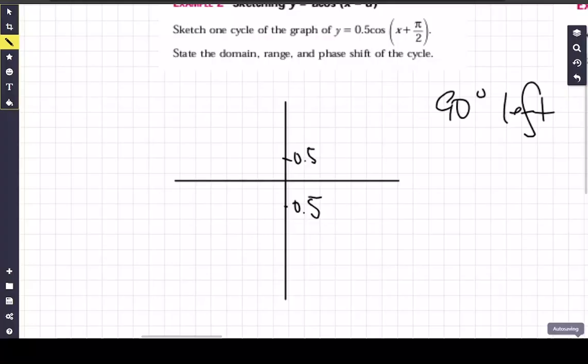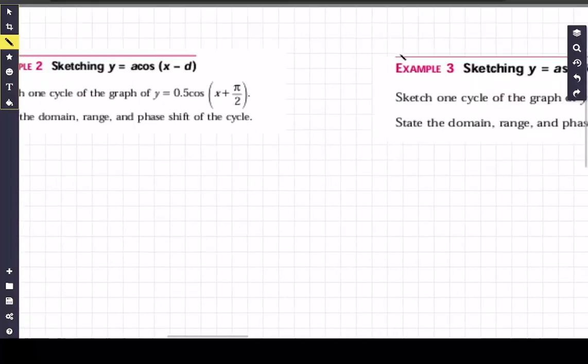So we're going to move 90 degrees to the left, and then we're going to draw this cosine function. Let's say this is 90 degrees to the left. And instead of ending on 360 degrees, this should end at 270 degrees, because we started 90 degrees to the left. That doesn't change our period at all. So this entire period is still 360 degrees, except we just moved it 90 degrees to the left, and the amplitude is 0.5. There are no changes to the axis, so we're fine.